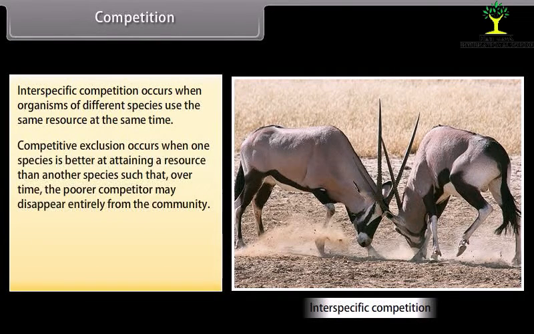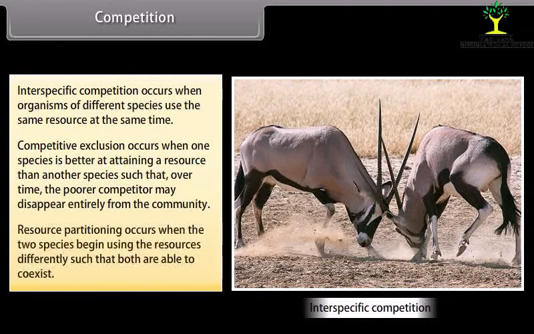Competitive exclusion occurs when one species is better at attaining a resource than another species, such that over time the poorer competitor may disappear entirely from the community. Resource partitioning occurs when the two species begin using the resources differently, such that both are able to coexist.